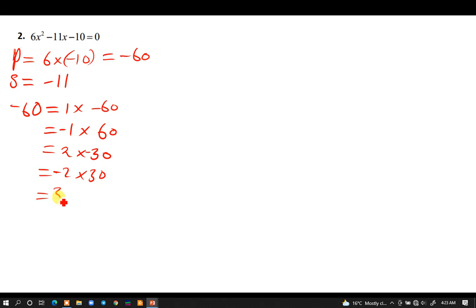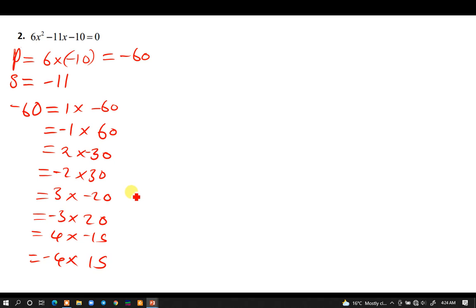Then we also have 3 times negative 20. This will give us negative 60. We also have negative 3 times 20, which will also give us negative 60. We also have 4 times negative 15, this will give us negative 60. And then we also have negative 4 times 15 to also give us negative 60.